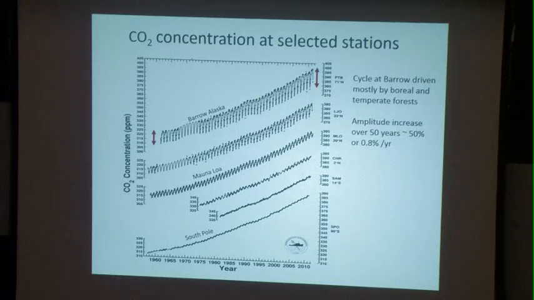I mean, Barrow's sitting on tundra, and maybe the tundra right around the station is somehow contaminating the record, so that it's not a large-scale measure. So that was one concern about the interpretation of this.